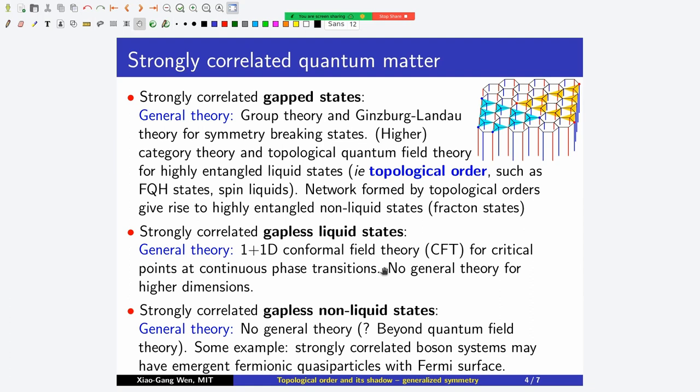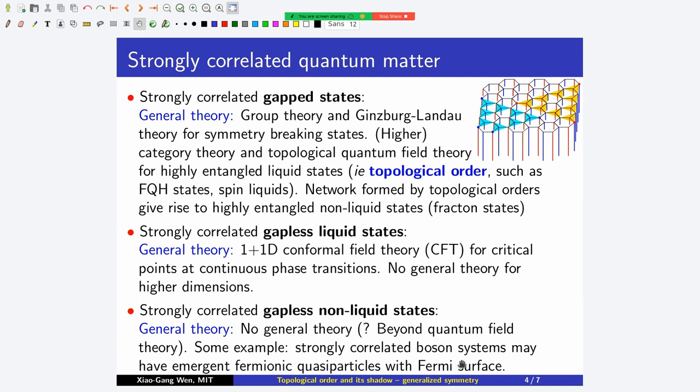Then certainly we also have strongly correlated gapless non-liquid states. I don't think I really have an example of that. There are some strongly interacting boson systems with emergent fermions, and the emergent fermion has a Fermi surface. We may call this a strongly correlated bosonic system which is not a liquid. But the Fermi surface means we have a non-interacting fermion quasi-particle that's more or less weakly interacting. So do we have a truly strongly interacting non-liquid state? I don't know. But that's also something very desired.